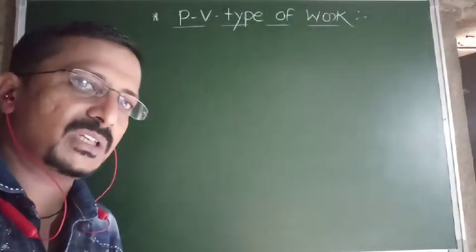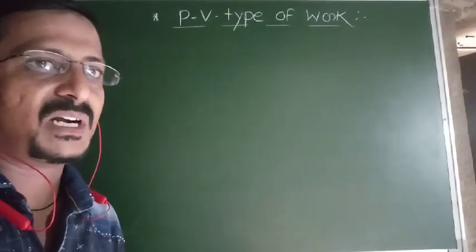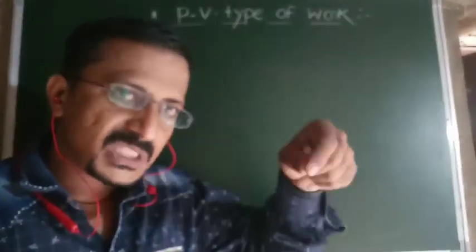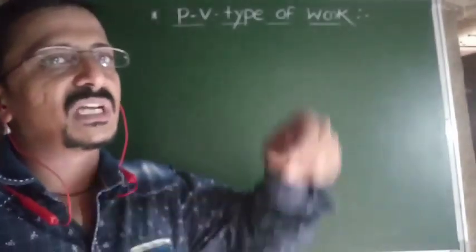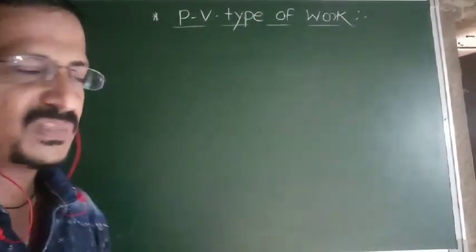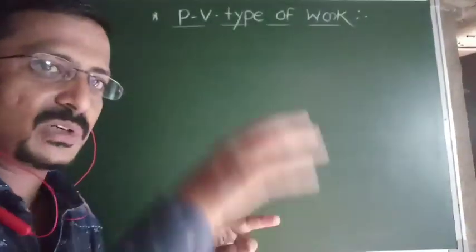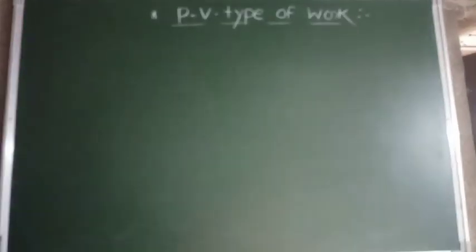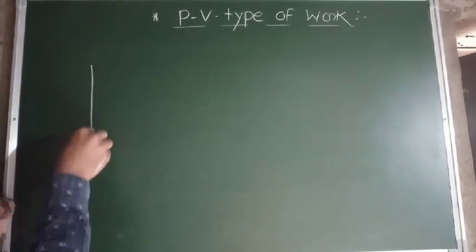It means that due to change in pressure, the volume of that gas either expands or compresses, and due to that expansion or compression of the gas, the piston which is fitted with that cylinder moves either in upward or downward direction. We concentrate just on the movement of the piston due to change in the pressure of that gas. Now, for PV type of work, just consider a cylinder.